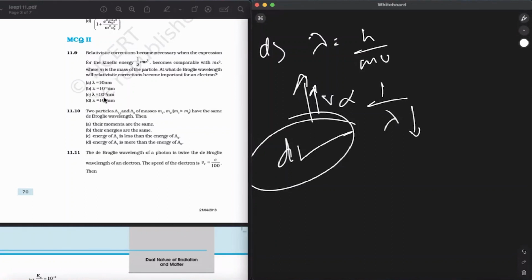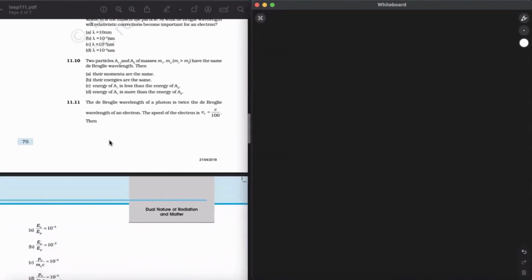Like if you want, you can solve and see for yourself, but it is just common sense. Now, question number 10. So there are two particles, A1 and... okay, so it's a misprint.